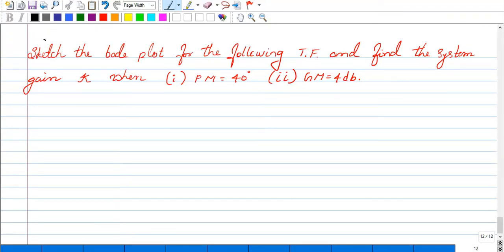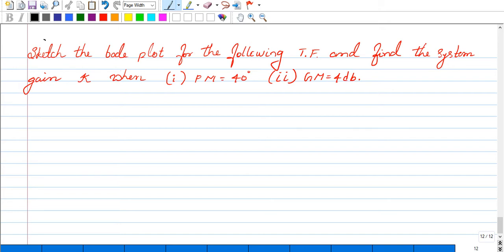Hello students, today we shall discuss one more problem on Bode plot. Sketch the Bode plot for the following transfer function and find the system gain K when the phase margin is given, that is 40 degree, and gain margin 4 dB.